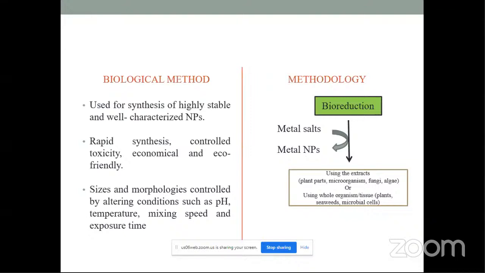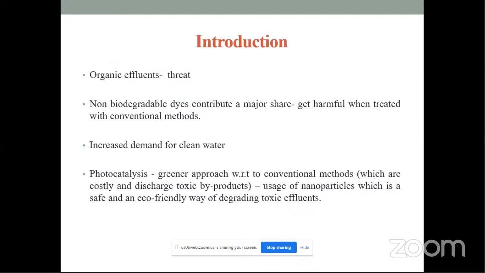This is a green synthesis material, and these are very highly stable, well-characterized nanoparticles. So when I say biology, here we are talking more about the green synthesis method. There is a bioreduction. Now, why do we talk about these nanoparticles?